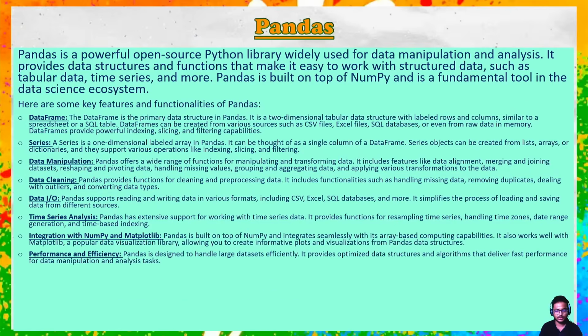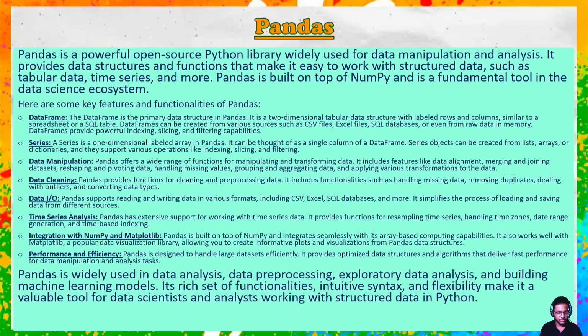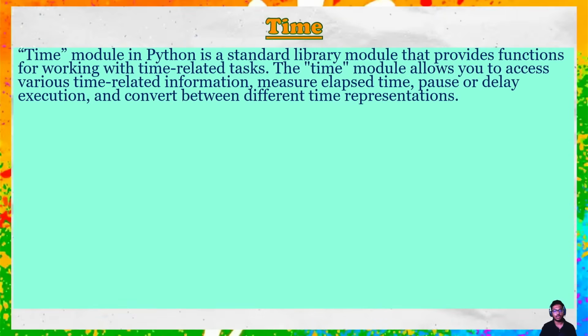Here are some key features of these pandas which you can read. Now coming to the last module, the time module in Python. The time module is a standard library module that provides functions for working with time related tasks. The time module allows you to access various time related information, measure elapsed time, pause or delay execution, and convert between different time representations. This module is very close to the datetime module, but there should be a difference between these two modules.